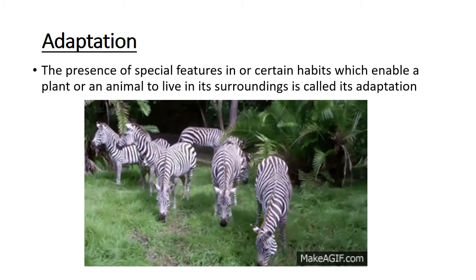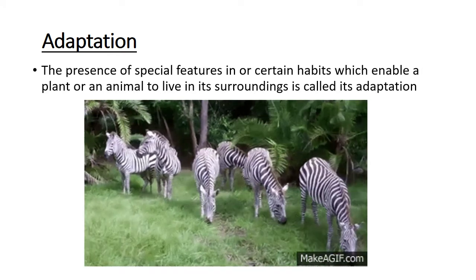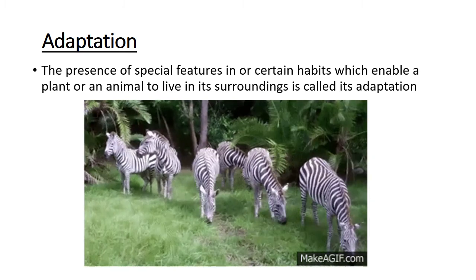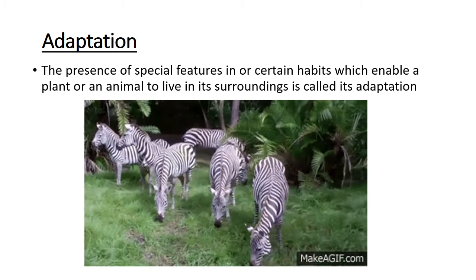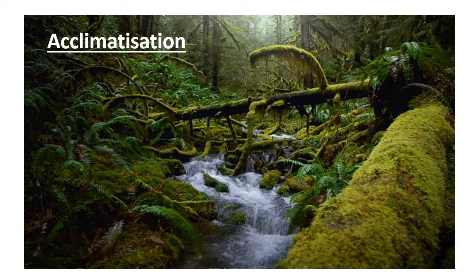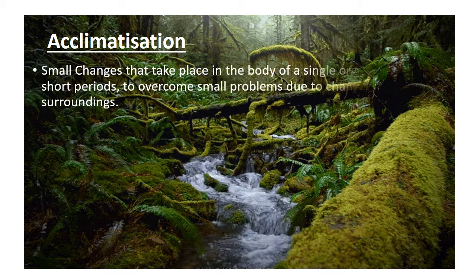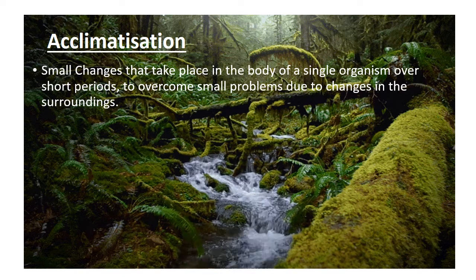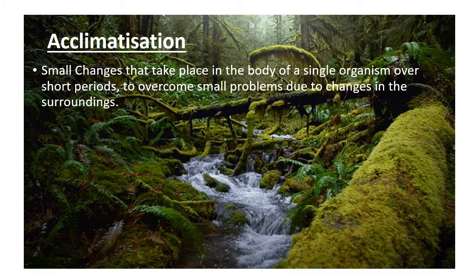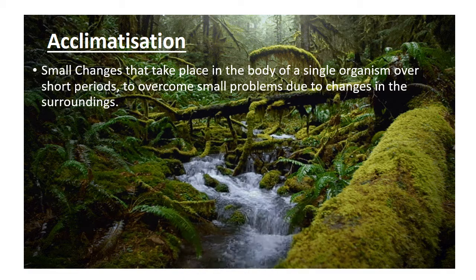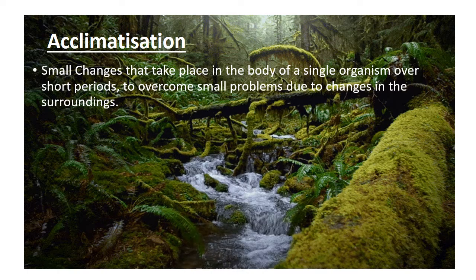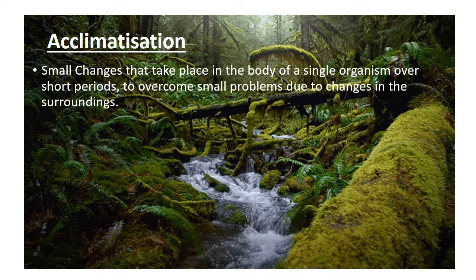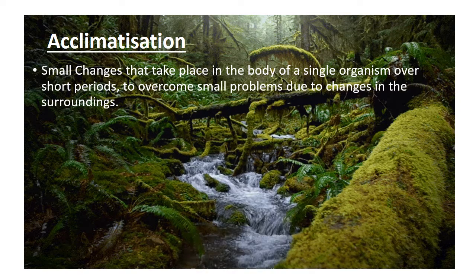Adaptations. If there is a special feature or certain habits which help the animal or plant to live in its surroundings, this is called adaptation. Acclimatization. If the animal is put in a different environment, from one habitat to another, there may be small changes taking place in the body to survive. To overcome the small problems due to the changes in a short period is called acclimatization.